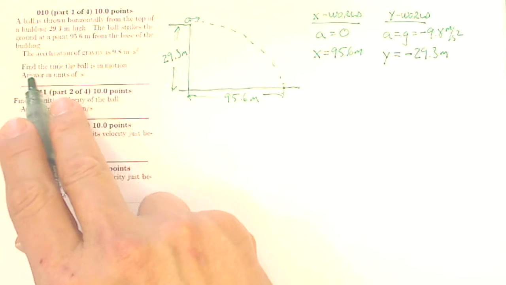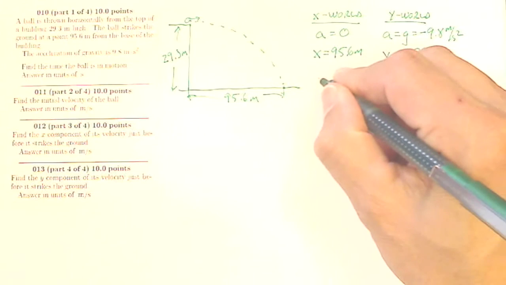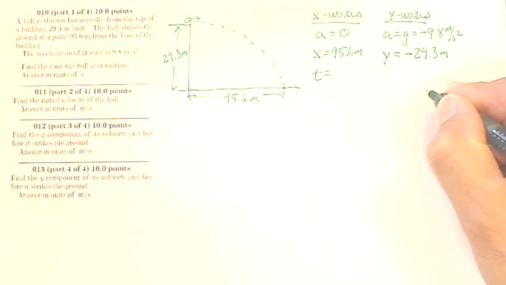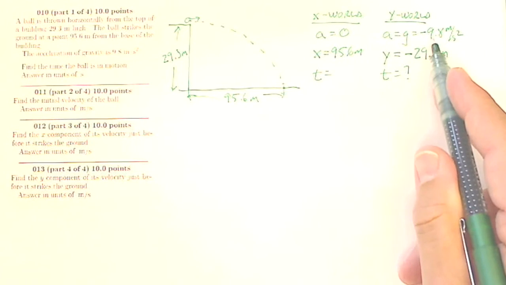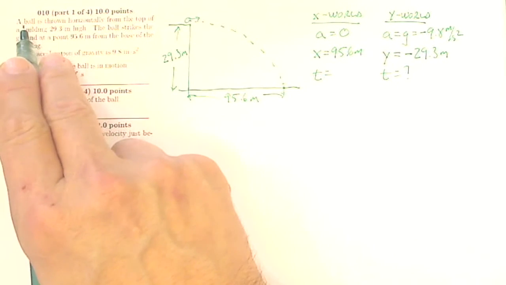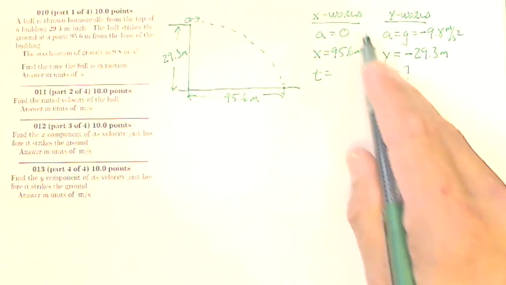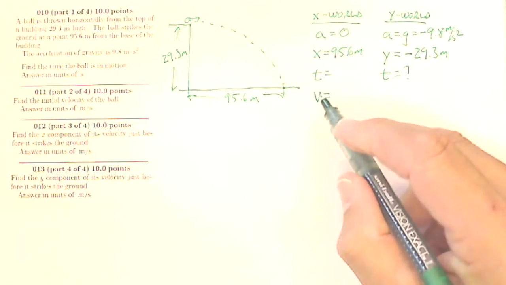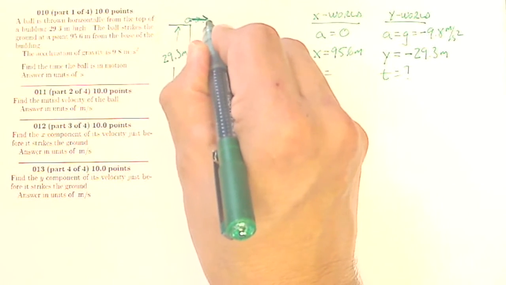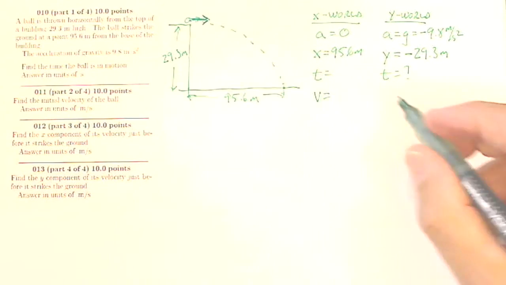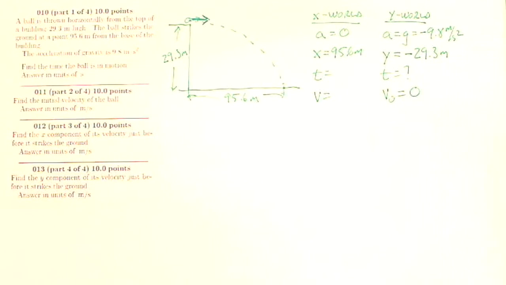Find the time the ball is in motion. Well, I'm going to be looking for a time. I don't know the time over here. I don't know the time over here. That's what I'm looking for. Do I know anything else about x world and y world? I do, because it's thrown horizontally. If it's thrown horizontally, that means that all the velocity is in the x world. I don't know what that velocity is, but I know that whatever it is, this velocity is all horizontal velocity. So that means it has no vertical component. So I know that my initial velocity in the y direction is 0.